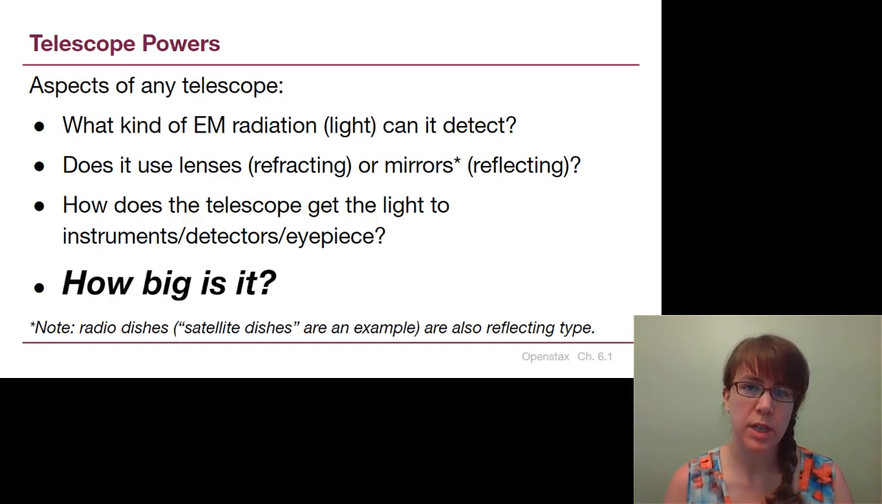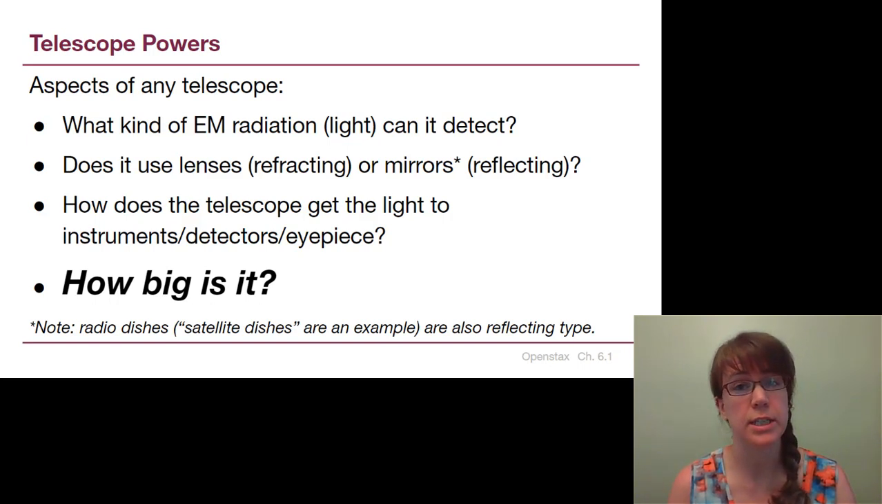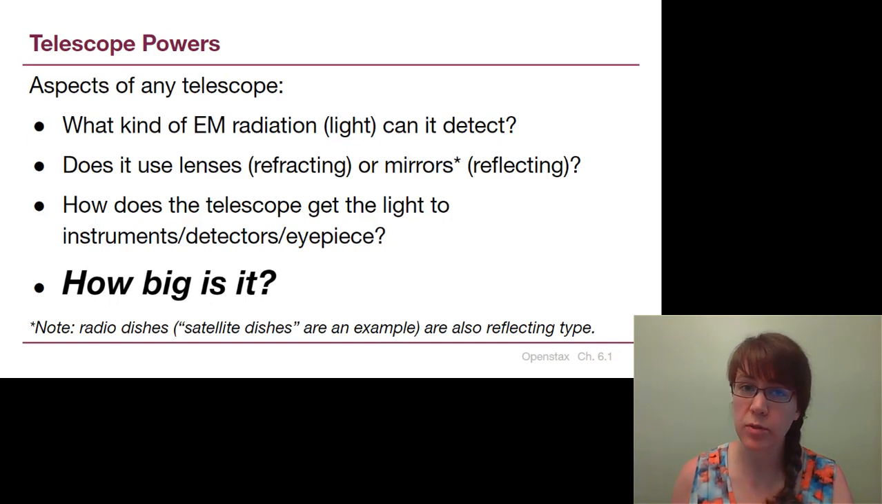So when we build a telescope, there's a couple of aspects that we have in mind. The first one is what kind of electromagnetic radiation it can detect. Again, from Chapter 5, we talked about these different types of light, and if we're building a telescope on the ground, that means we can only build radio telescopes or visible light telescopes.